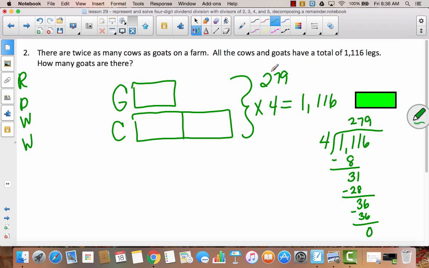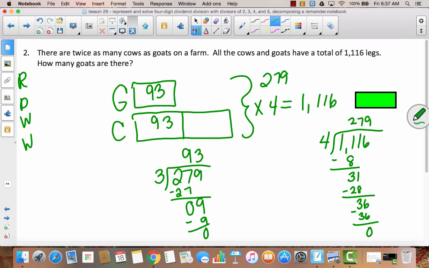Well, if I took this number and I divided it by 3, then that should tell me the number that should belong in each of these boxes. So let's take 279 and divide it by 3. And we can do this together because I think it's going to be pretty quick. All right, I can't divide 2 hundreds by 3, so I'm going to make this 27 tens, and 27 tens divided by 3 would be 9. 9 times 3 is 27, so that leaves 9 ones to divide, which would be 3, because 3 times 3 is 9, which gives me 0. So that means that there's 93 in each of these boxes.